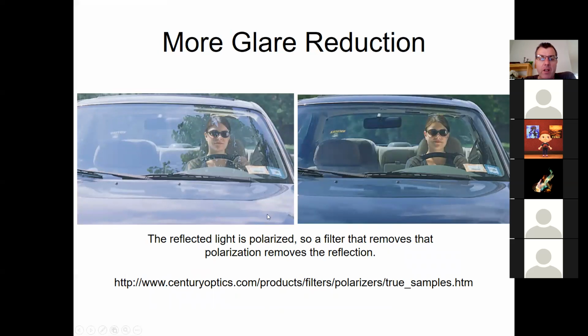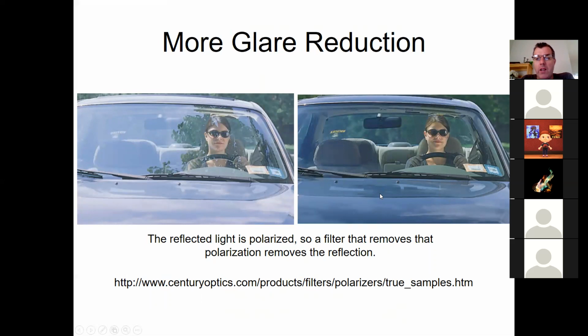Here's another example. Glare off of surfaces, all right? Here's a smooth surface. The reflectance will be polarized. So if you don't look at it with a polarizer, you see a lot of glare. If you look at it with a polarizer, we've just removed all of the TE light that was reflected off the front of the car and towards you.